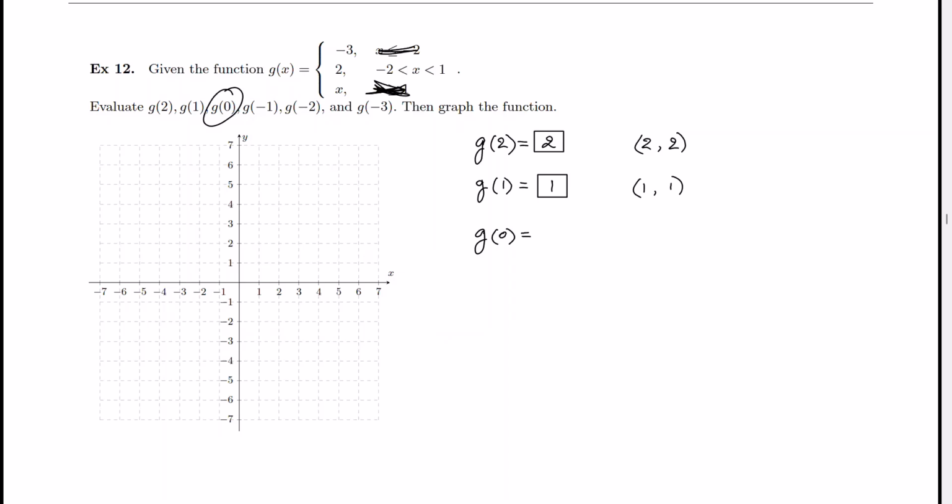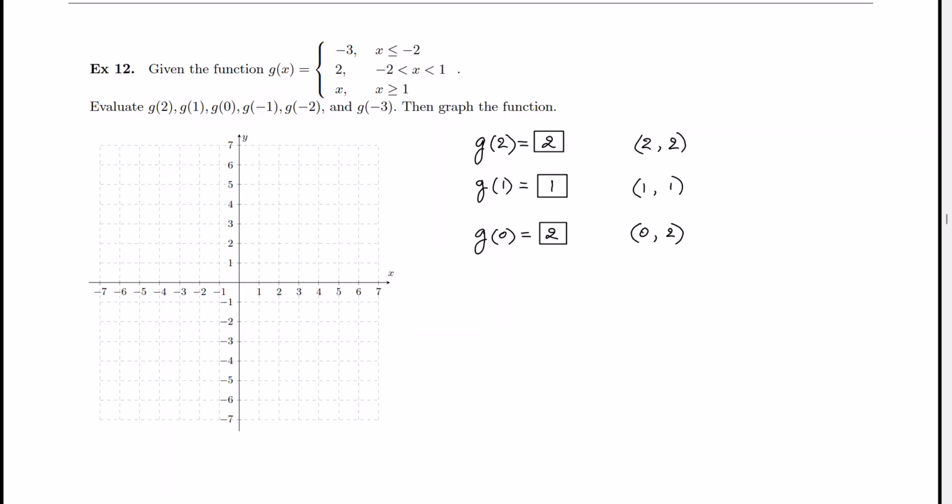Is it less than -2? Nope, it's not. So it's between -2 and 1. And so the output is going to be 2 no matter what. So no matter what x I plug in, as long as the x is between -2 and 1, I always get the same output, which is 2. So 0 gives me 2 back.